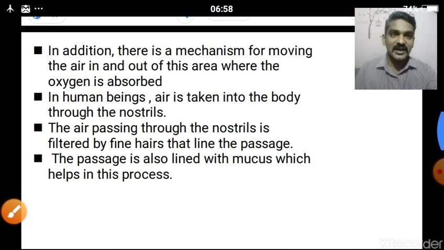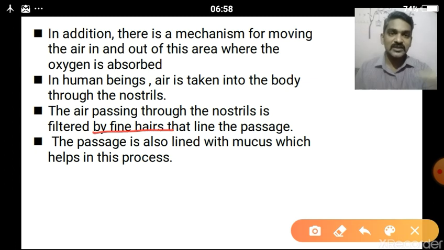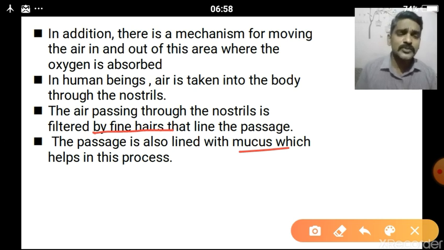Now going to the next slide, as I already said, in the nasal cavity you will have mucus, and also fine hairs. What is the use of these fine hairs as well as this mucus? These fine hairs will trap the dust as well as microorganisms from the air, so pathogens are prevented from entering inside. The mucus also helps, as the microorganisms and dust get attached to the mucus, so that the respiration will not be affected.